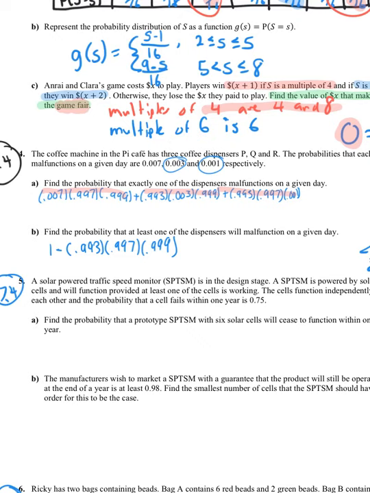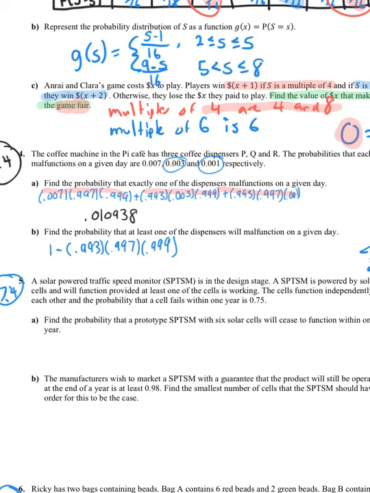Okay, so I think part A, when I worked it out, I got something like 0.010938, something like that, for the probability that exactly one of the dispensers fails. So it's like a 1% chance that one of them fails.